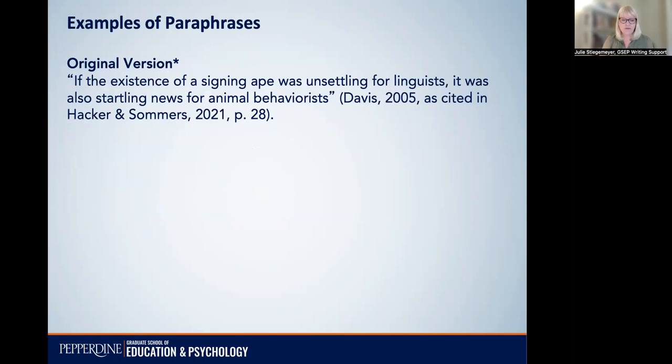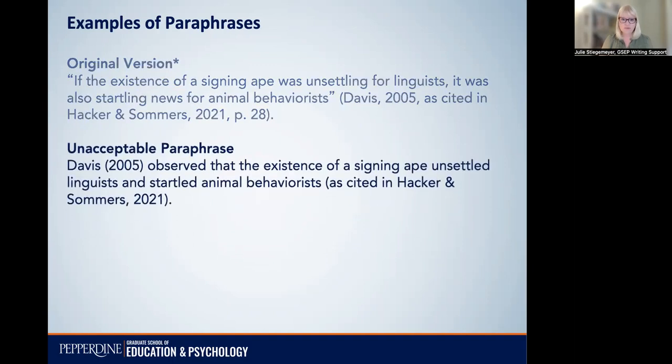So I have some examples of an original version of a text with 2 paraphrases. This is about primates using sign language. Here's the original quote. If the existence of a signing ape was unsettling for linguists, it was also startling news for animal behaviorists. Okay, and then here is the first paraphrase. Davis, 2005, observed that the existence of a signing ape unsettled linguists and startled animal behaviorists.